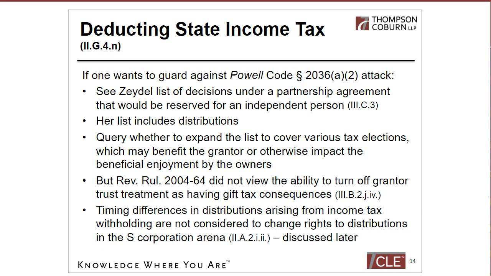The Revenue Ruling 2004-64, which talked about irrevocable grantor trusts and the payment of taxes and the idea that the grantor's payment of income tax is not a gift to the trust because compelled under the grantor trust rules. That ruling did not seem to view the ability to turn off grantor trust status as having any gift tax consequences. So I'm not sure that you have to include tax elections in this list of powers that can be exercised only by an independent person. But I'm just throwing out there for your consideration whether you want to do that or not.